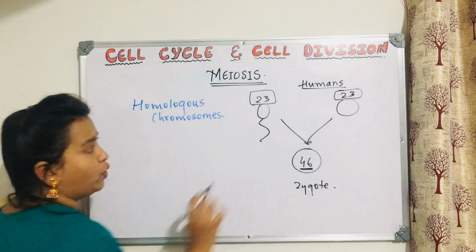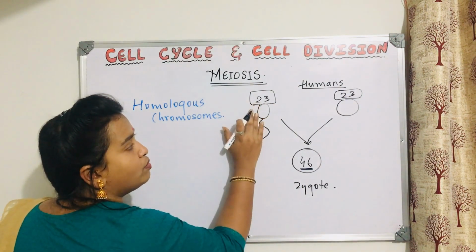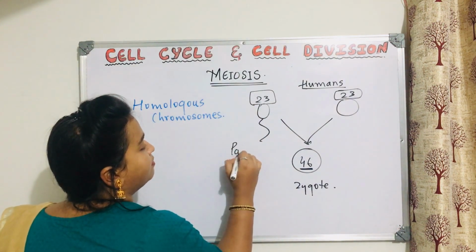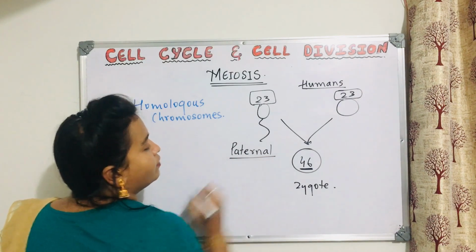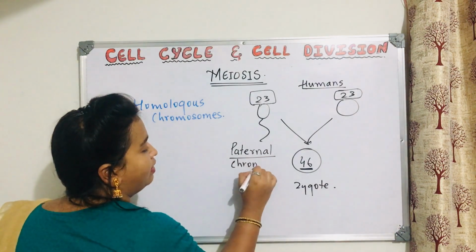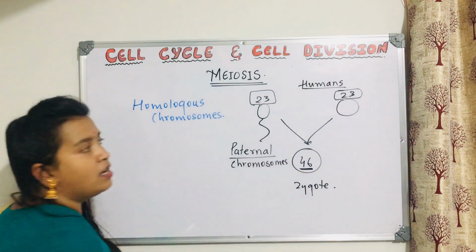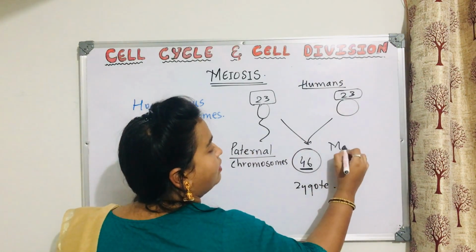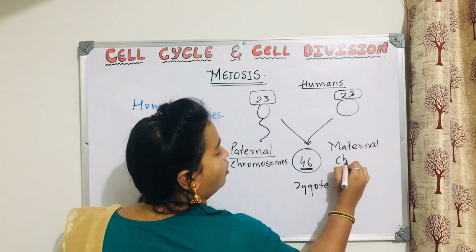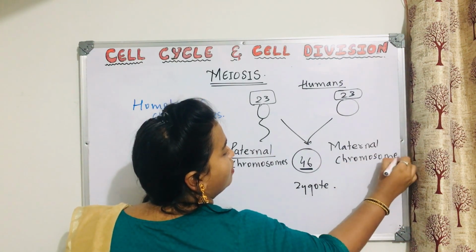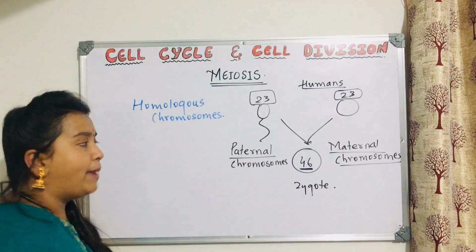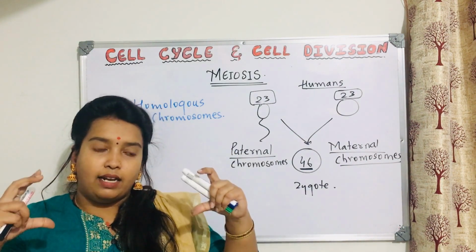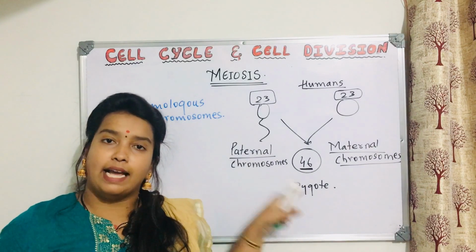The chromosomes given by the sperm we call paternal chromosomes. How many paternal chromosomes? 23. From the mother, from the egg, how many are we getting? 23. What do we call them? We call them maternal chromosomes. Chromosomes from the sperm are called paternal, and chromosomes from the egg are called maternal chromosomes. So both paternal and maternal chromosomes combine together in the zygote.